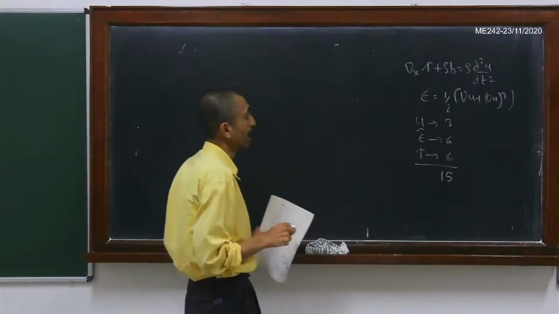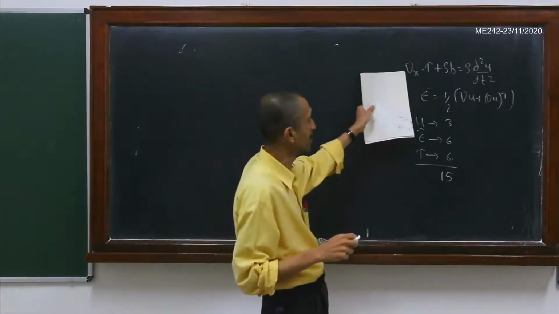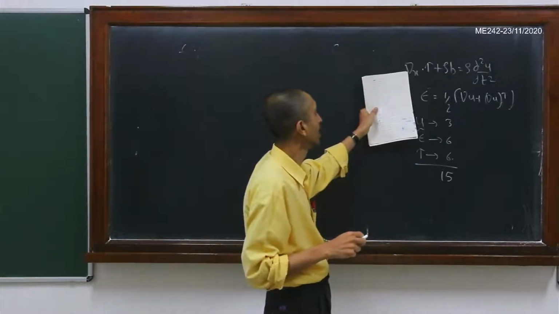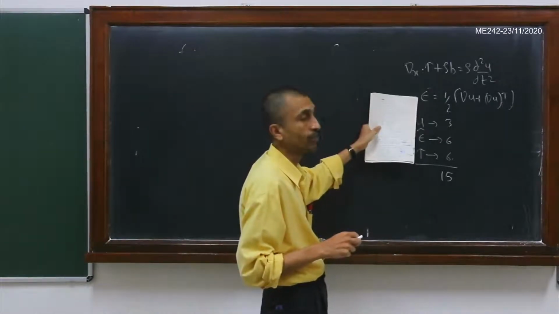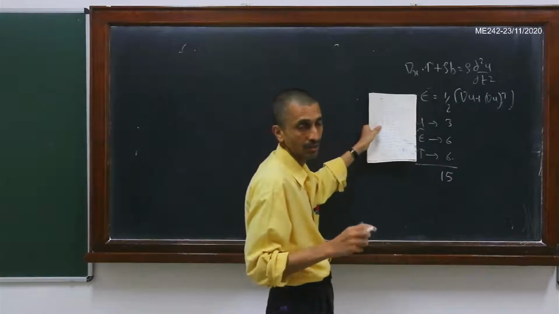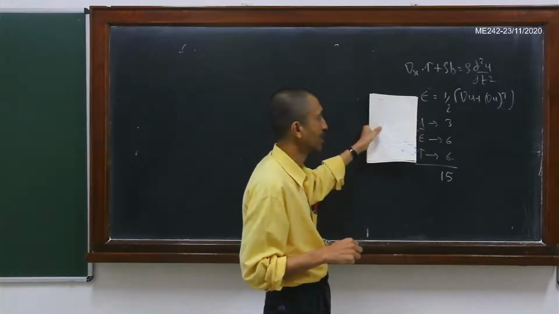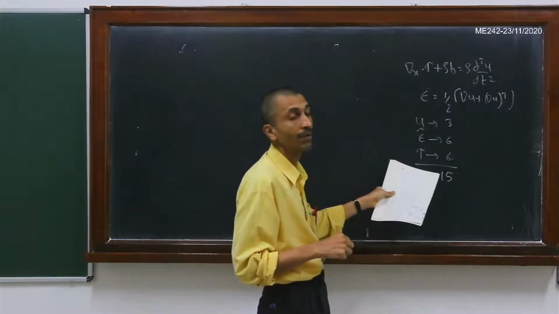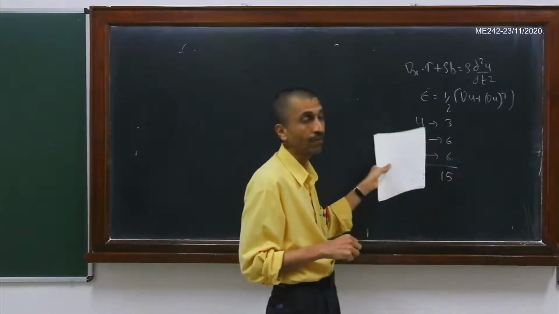But the number of equations that you have: this is a vectorial equation, so these are 3 equations, and this is the strain displacement relation. These are 6 equations because of the symmetry of the strain tensor. So 6 plus 3 is 9. So you still have 6 equations shortage, right?